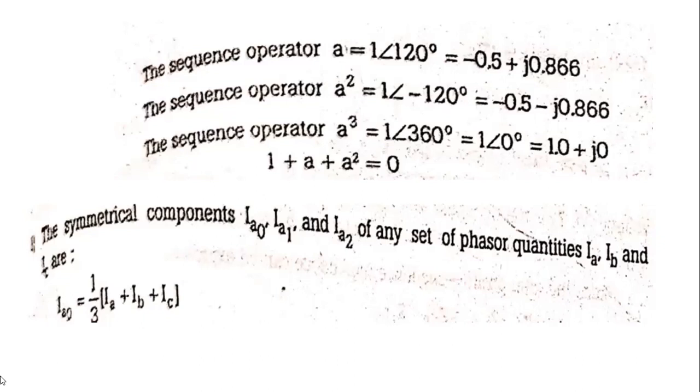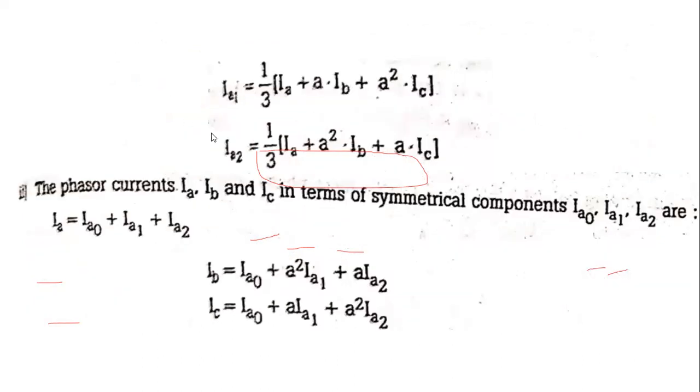The equation for that operator is 1 plus A plus A square is equal to 0. Therefore, the symmetrical components IA0, IA1, IA2 of any set of phasor quantities IA, IB and IC are given as follows. IA0 equals 1 by 3 of IA plus IB plus IC. These are the operators, alpha or A, for each and every phase sequence.